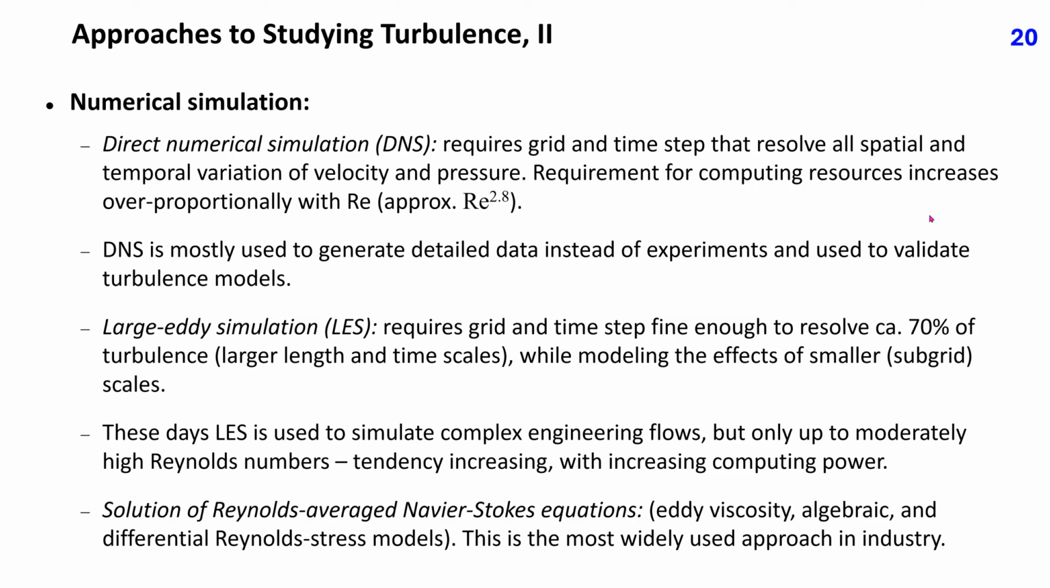Direct numerical simulation, or DNS, requires grids and time steps that resolve all spatial and temporal variation of velocity and pressure. The requirements for computing resources increase over-proportionally with Reynolds number, approximately as Reynolds number to the power of 2.8. Therefore, DNS cannot be used as a tool for daily design and optimization studies. It is mostly used to generate detailed data instead of experiments and to validate turbulence models. This approach will be described in Lecture 30.